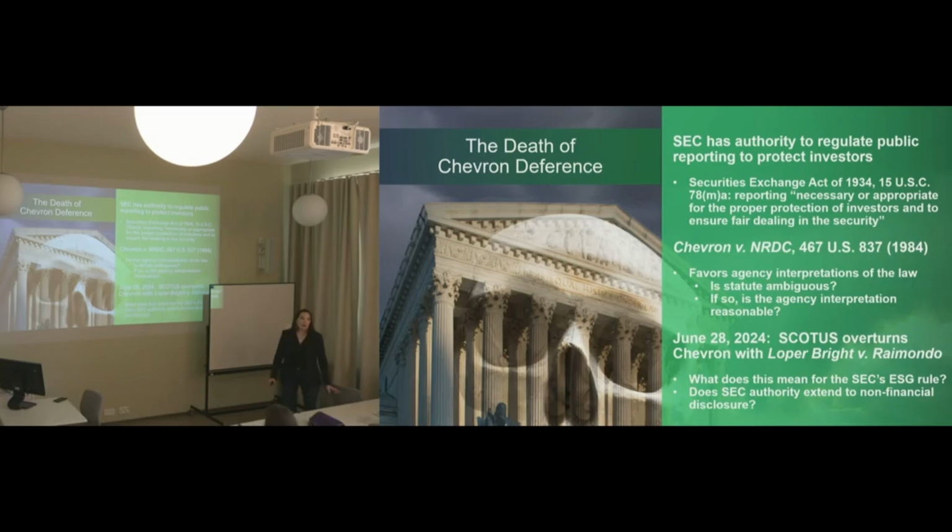But you might know that Chevron was just overturned by the Supreme Court, and we don't know how that's going to turn out. So we know that the SEC has many lawsuits against it for this ESG rule right now. And if those are appealed all the way up to the Supreme Court, then it's going to be the Supreme Court's decision to say, okay, SEC, do you have or do you not have authority to request non-financial disclosures? Can you do that?